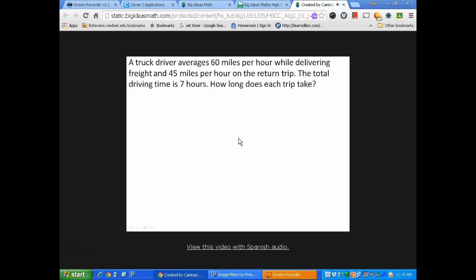Use the distance formula D equals RT, where D is distance, R is rate, and T is time. Solve the distance formula for time T. Divide each side of the equation by R. D divided by R equals RT divided by R, which simplifies to D divided by R equals T. Because the truck driver averages 60 miles per hour while delivering freight, substitute 60 for R to obtain the equation D divided by 60 equals T.